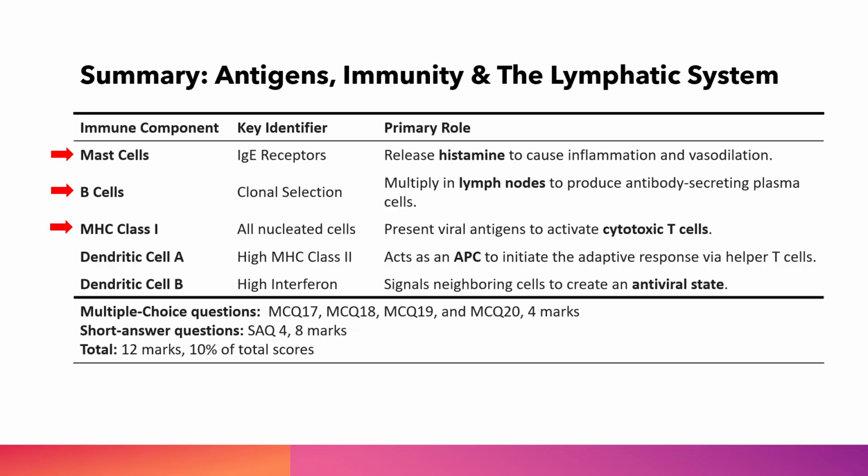MHC Class I is expressed in all nucleated cells and presents viral antigens to activate cytotoxic T cells. Dendritic cell A expresses high MHC Class II and acts as an APC to initiate the adaptive response via T cells. Dendritic cell B expresses high interferon and signals neighboring cells to create an antiviral state.